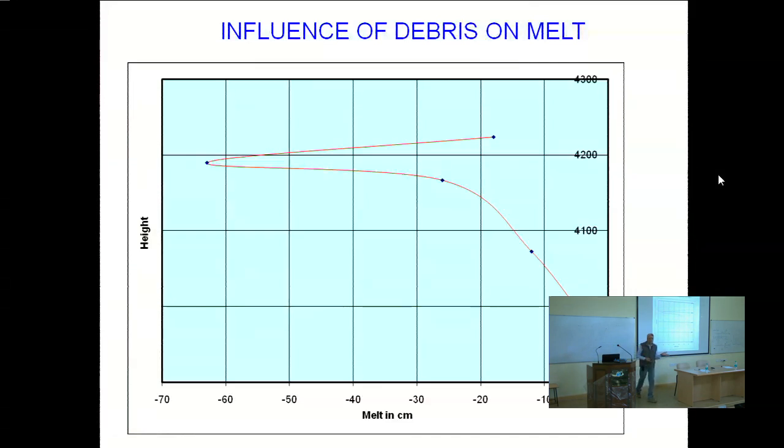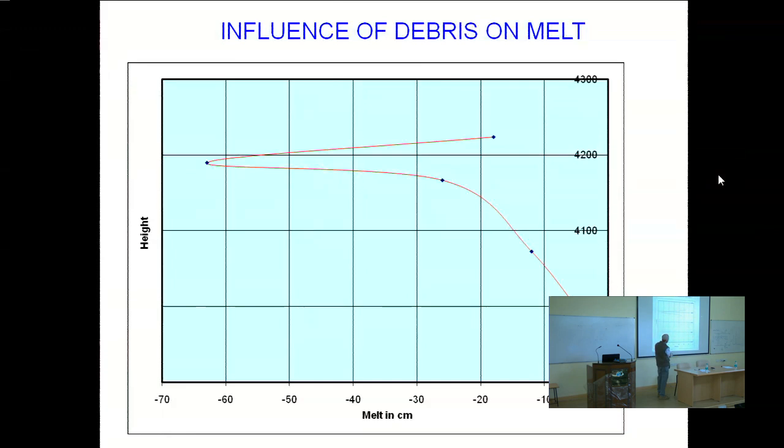Debris is important, because I was talking to you about melt rate, and you can see how melt rate is changing, in centimeters, with height. At the lowest point of the glacier, you would be supposed to have very high melt as we move down into the valley, but you can see here melt is almost zero. And it will go up as you move to higher altitude, and as you increase the elevation.